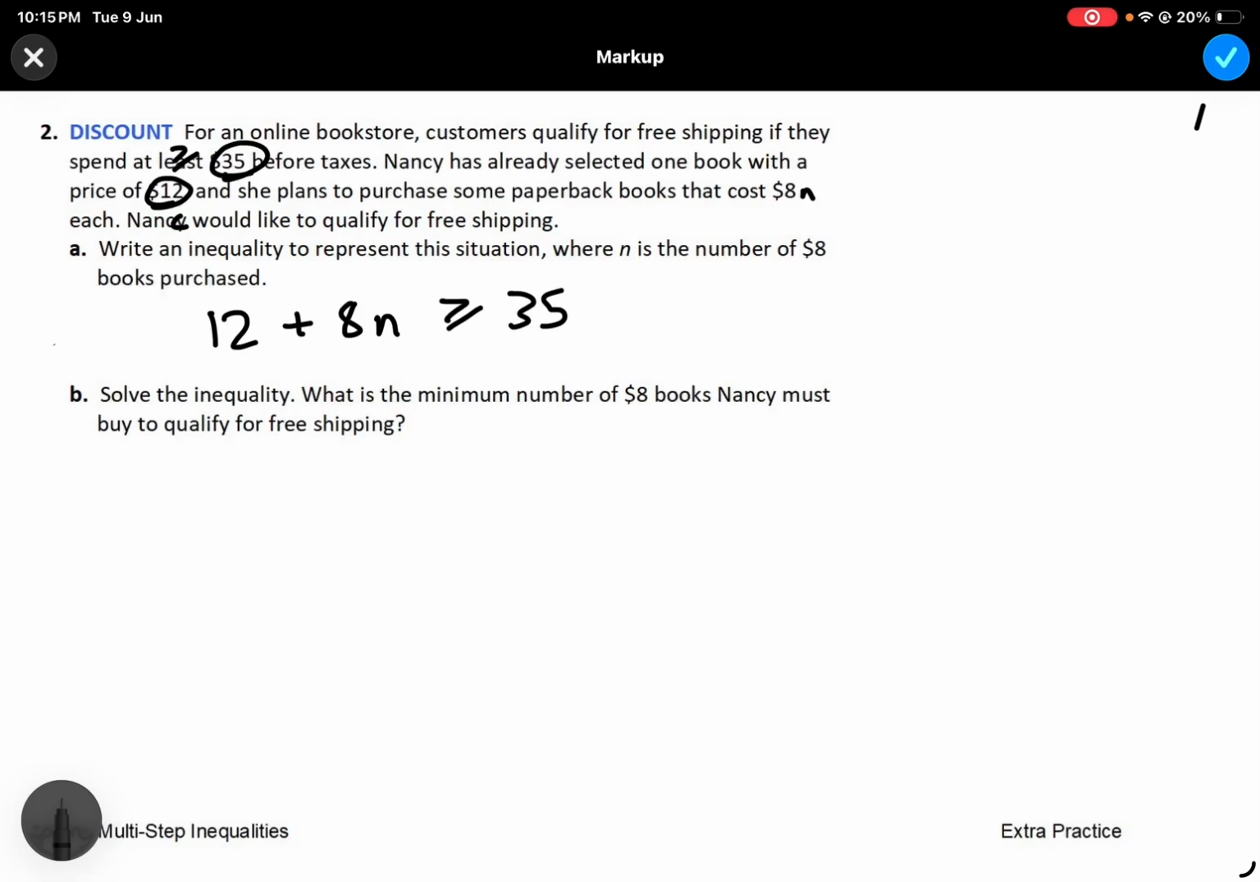So very simply, it's just 12 plus 8n is greater than or equal to 35. And that's our inequality. Now to solve the inequality, we just subtract 12 from both sides and we get 8n is greater than or equal to 23.